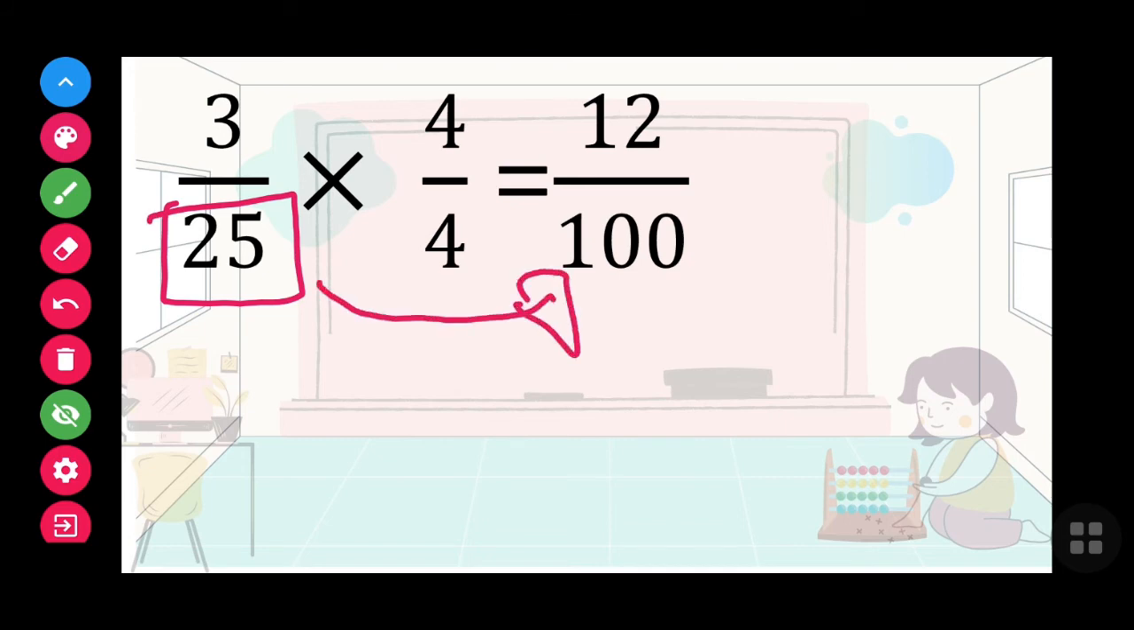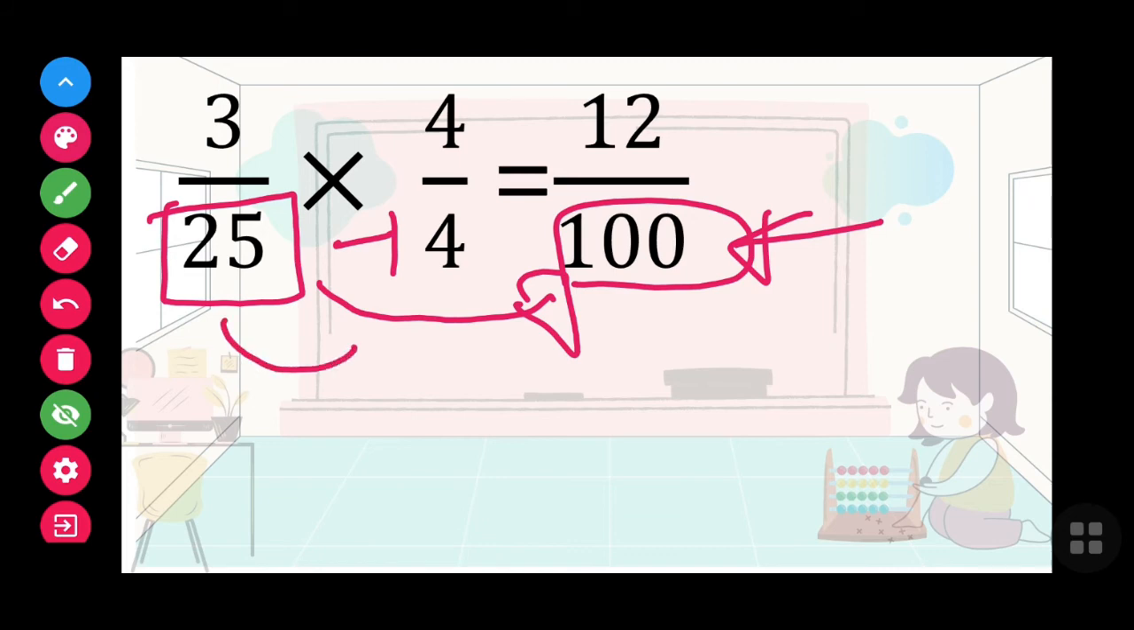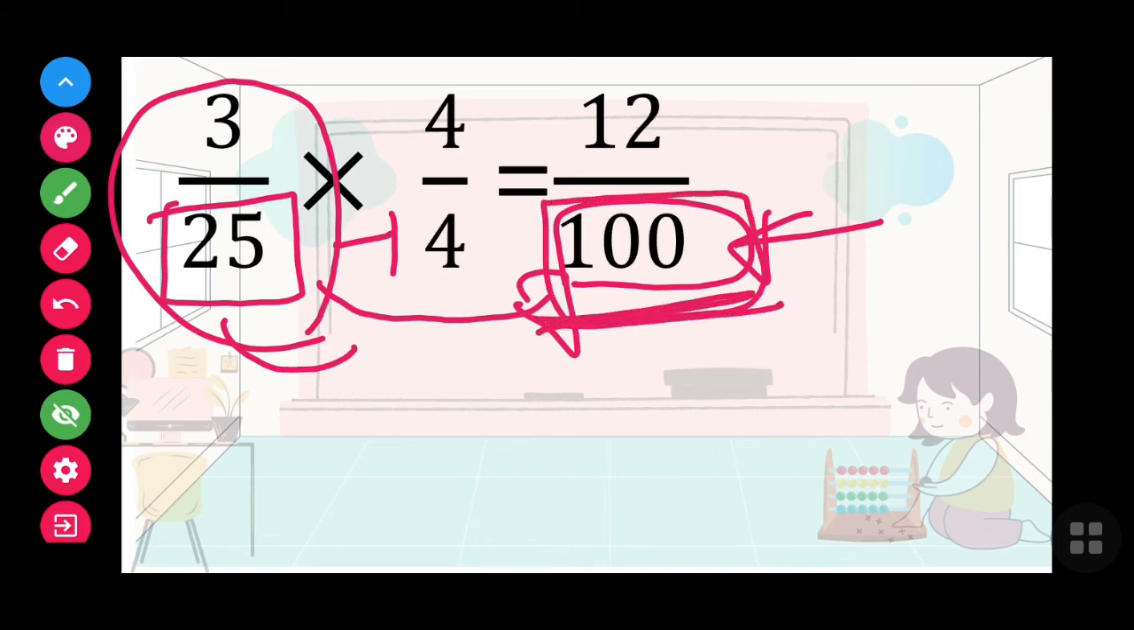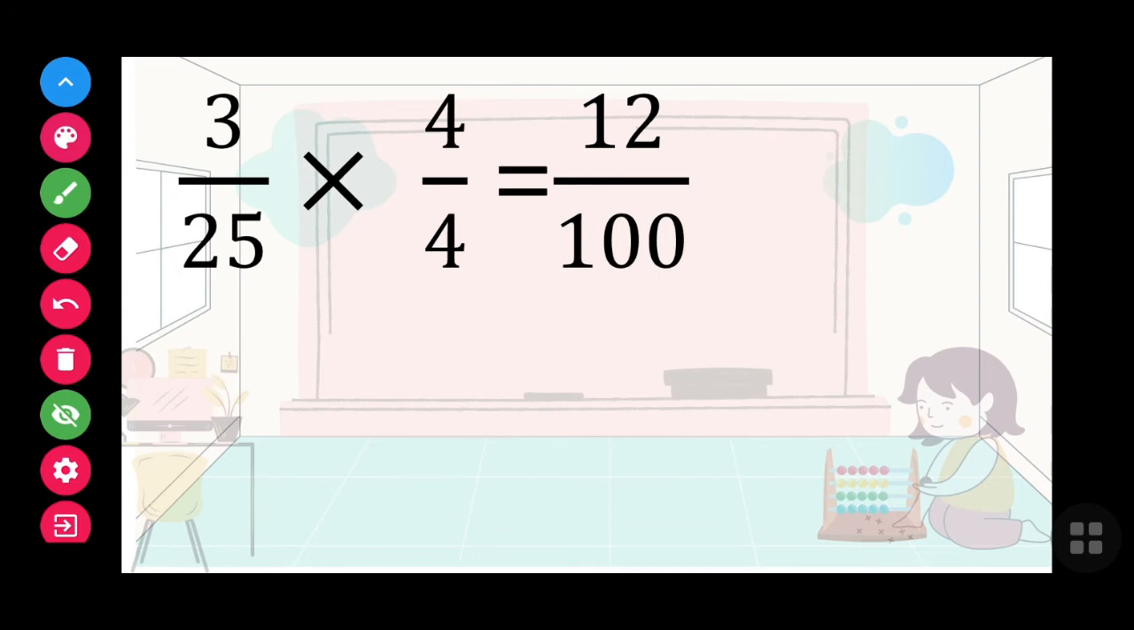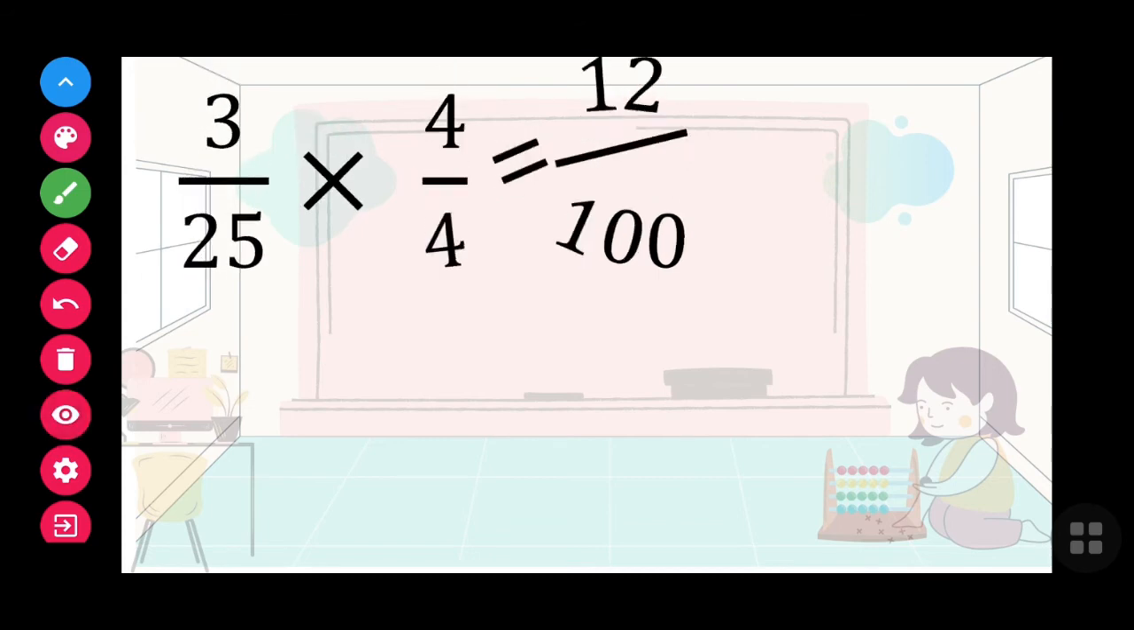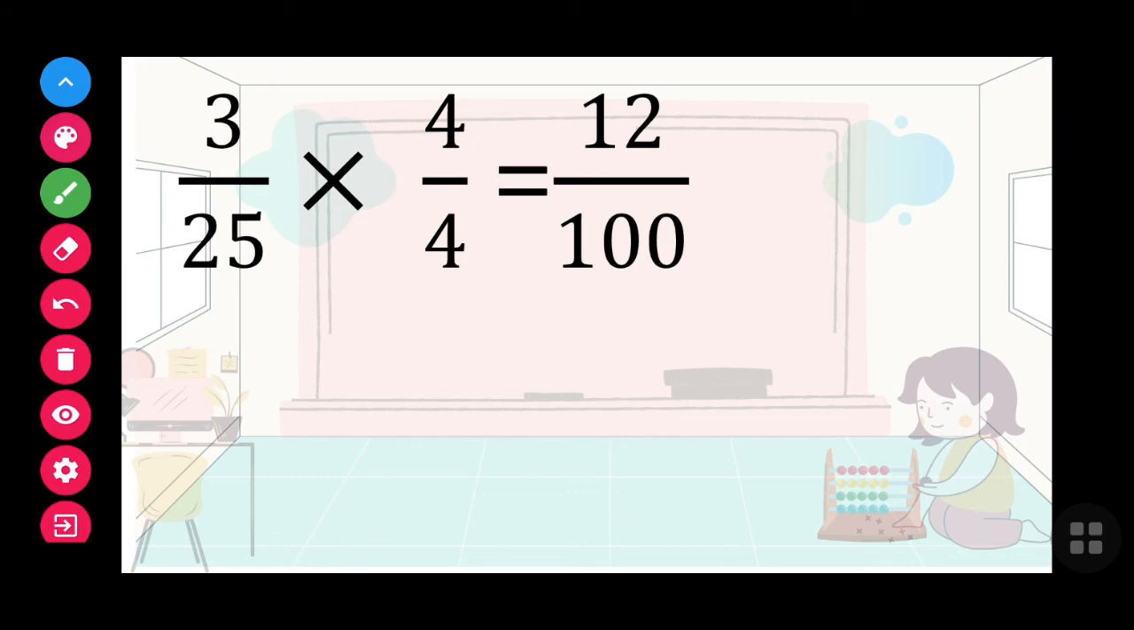Okay, 25 multiplied by 4 is 100. It is a power of 10. So we create an equivalent fraction of this so that we make the denominator a power of 10. Now we have 3 over 25, so we multiply both the numerator and denominator by 4, and we have created an equivalent fraction, that is 12 over 100.